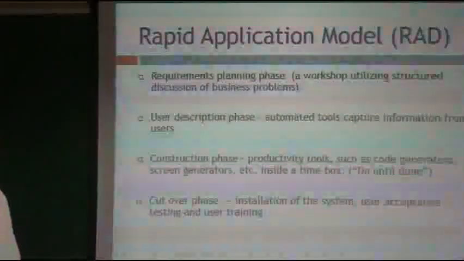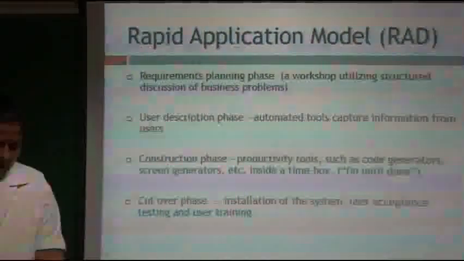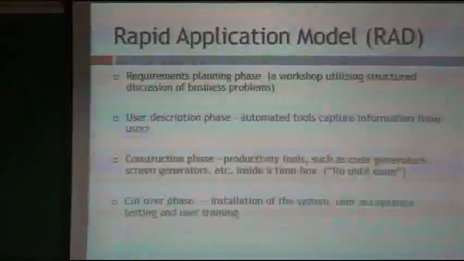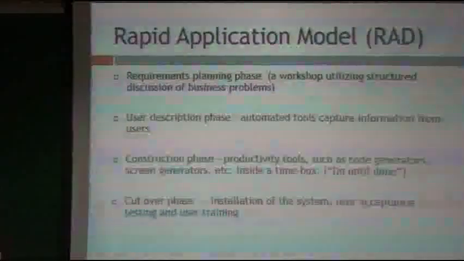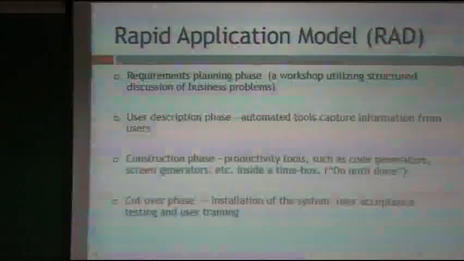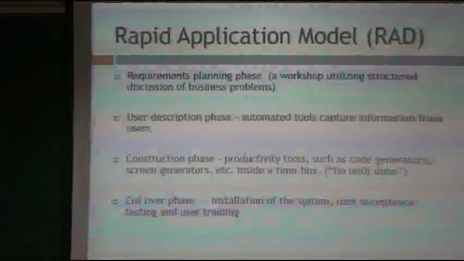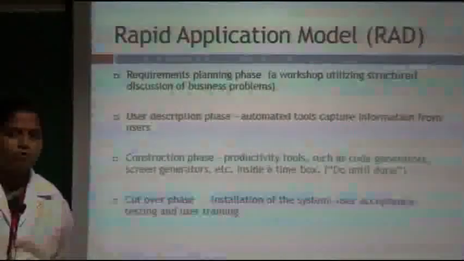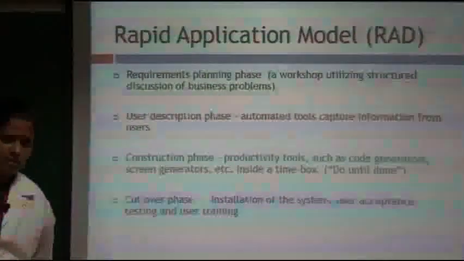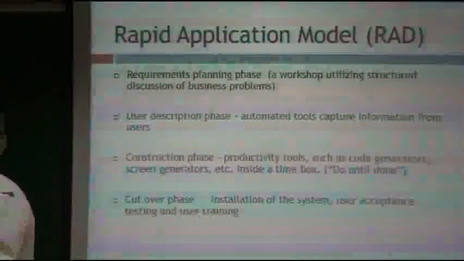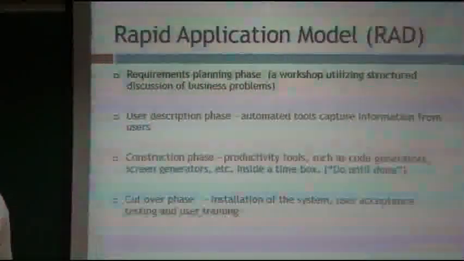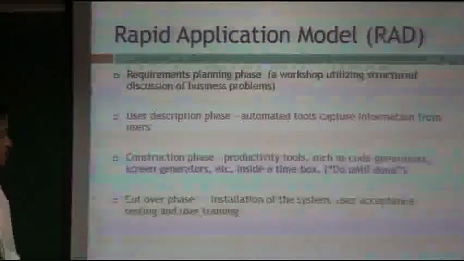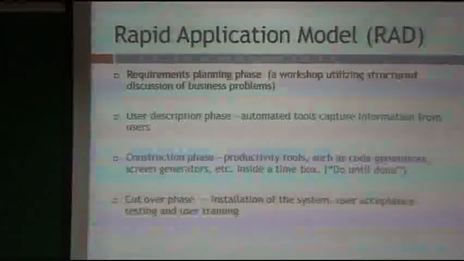Next is the user description phase. It is all automated. After discussing, some tools can be used to capture that information. Automated tools capture the information from the user. Then comes the construction phase. In the construction phase, all tools are used: productivity tools such as code generator, screen generator, etc., inside a time box, until done. Time box means the entire project time is divided into 3-4 weeks of duration, and each one is called a time box. Finally, the cutover phase: installation of the system, user acceptance testing, and user training.